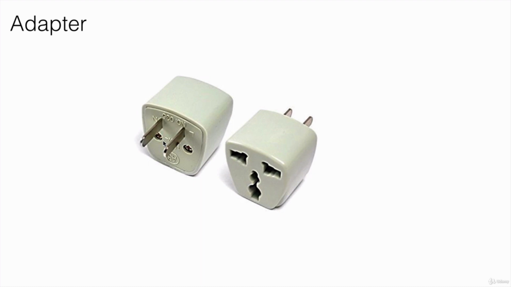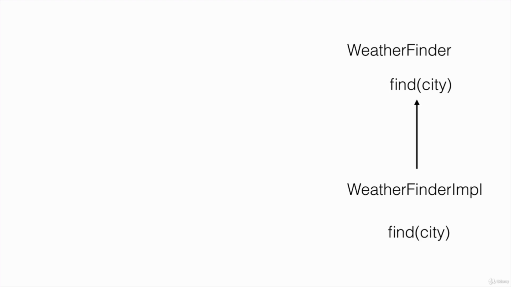Similarly, in the world of programming, when we have two applications communicating with each other or two objects using each other, and one object invokes the method of another object, then we have to adapt in some cases. For example, here we have a weather finder class which has a find weather. By passing in a city, you can get the weather. And we have an implementation of it which will return the weather back.